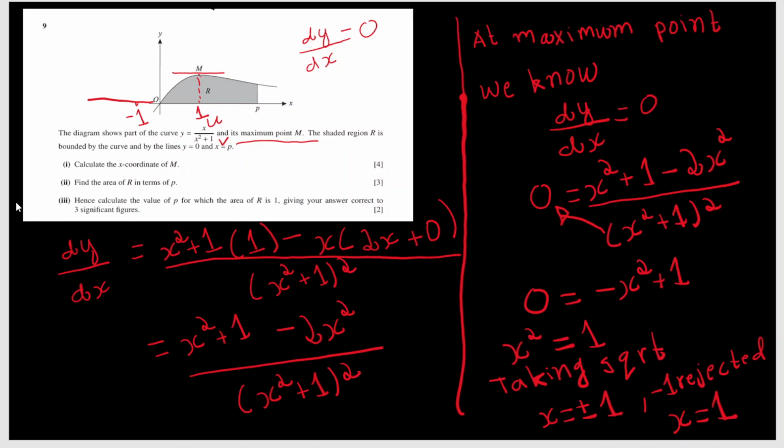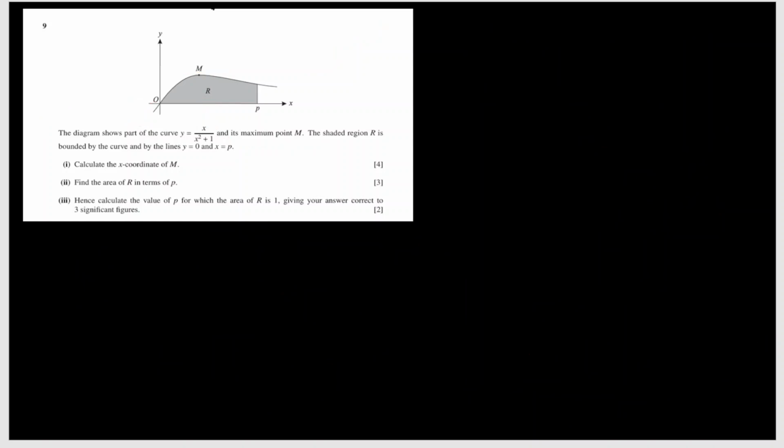Find the area of R in terms of P. Now we have to find the area of R in terms of P. So we know that the curve is bounded by this line and this line, and we don't know the value of P yet, and even the question asks that the area of R should be in terms of P. We have 0 and we have P, and this is the area that we have to find.